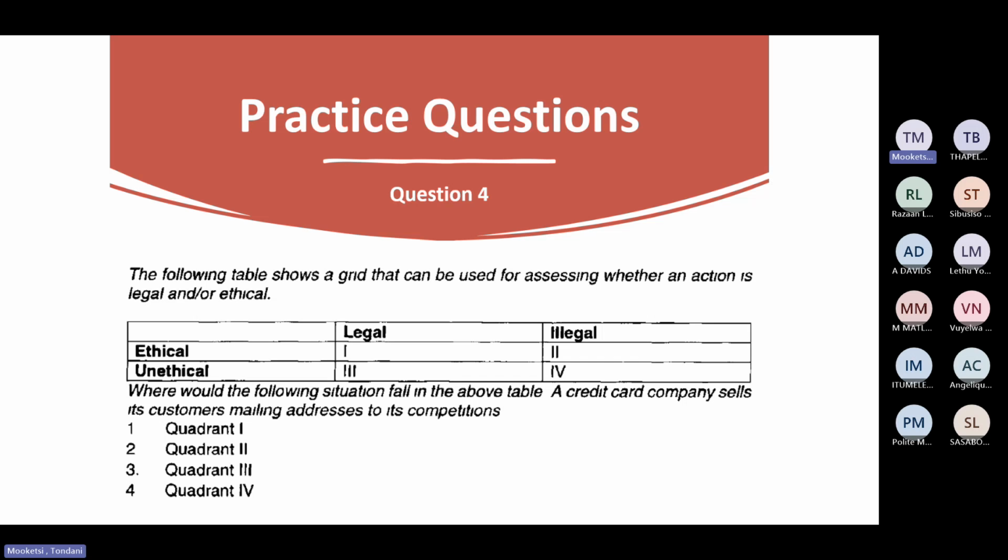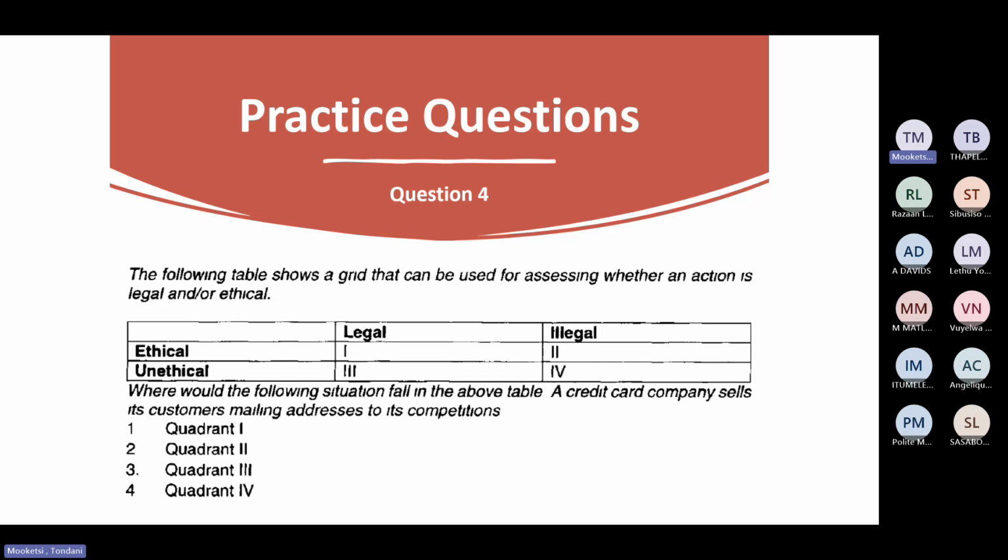But in this case, a credit card company is selling the mailing addresses of customers to competitors. This is illegal because it is like giving a third party customer information. So let's say Discovery Bank, for example, is the credit card company, and they have a competitor, Capitec Bank. Then they sell that data to Capitec Bank. That is illegal and it is unethical.